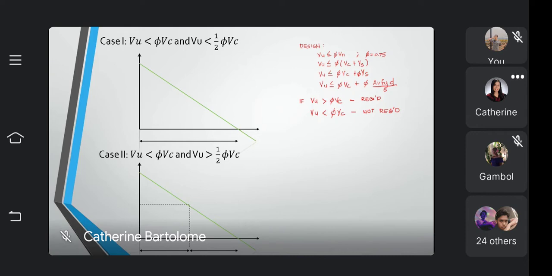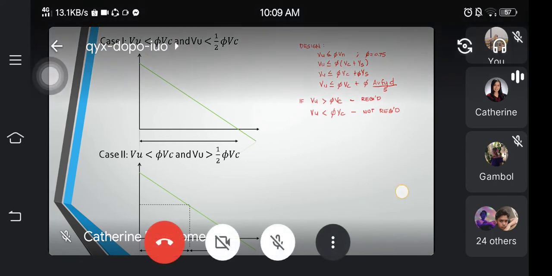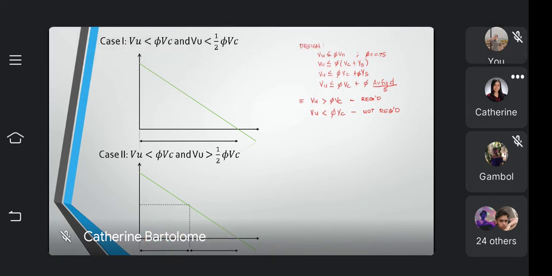Nagigets nyo ba, naiintindihan nyo ba yung importance ni stirrups when it comes to shear strength? Yes, okay, so very good. Okay, so let's take a simple beam here. Okay, so let's load this WU. Okay, magkakaroon tayo ngayon ng reaction sa left side and the reaction sa right side.